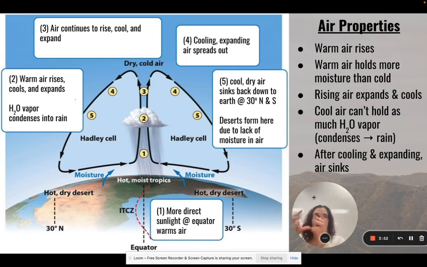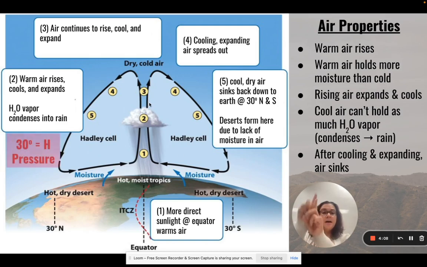So let's translate that into what's going on on the Earth. Imagine the equator. We just talked about solar insolation being really high on the equator, right? We get a lot more direct sunlight there. That means the air is warming. Well, warm air, less dense, is going to rise up, right?